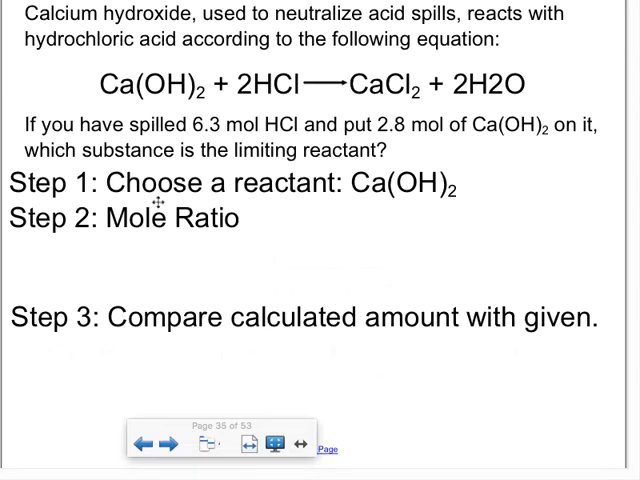it will. So let's just say that I'm looking at calcium hydroxide and how it's used to neutralize acidic spills, in this case hydrochloric acid. And my products are going to be calcium chloride and water. So I'm combining a base and an acid, and I'm making a salt and water. So they're saying, okay, let's say you spilled 6.3 moles of hydrochloric acid, and you put 2.8 moles of calcium hydroxide on it. Which substance, calcium hydroxide or hydrochloric acid, is the limiting reactant?